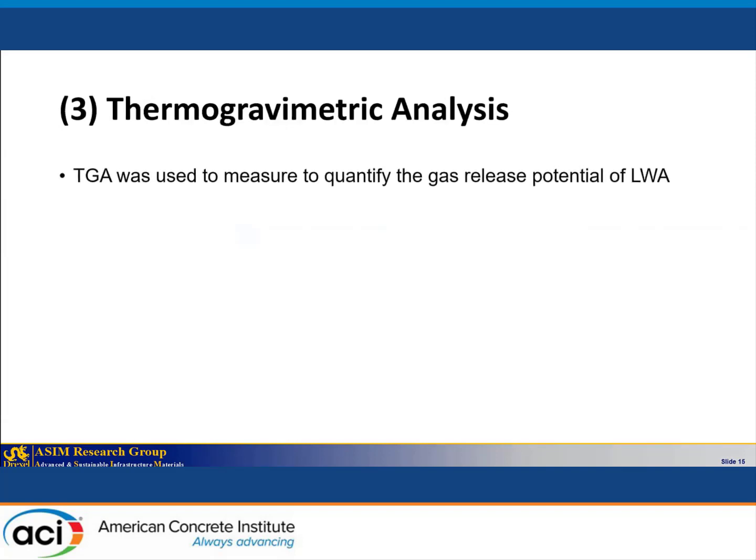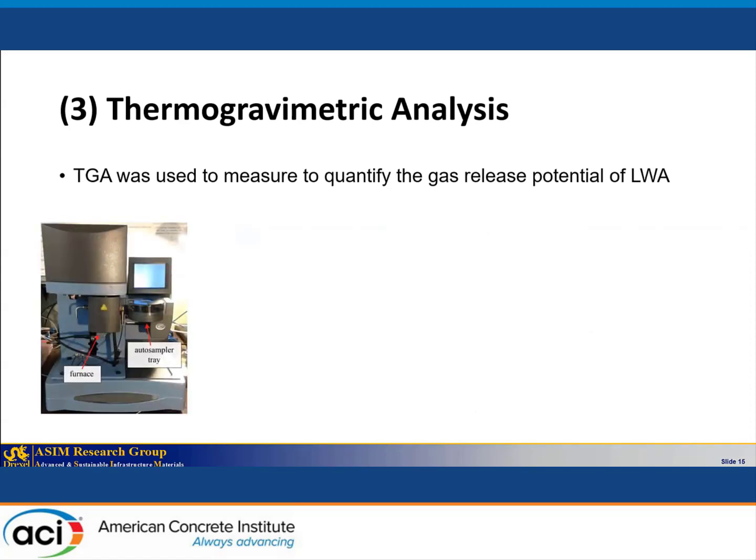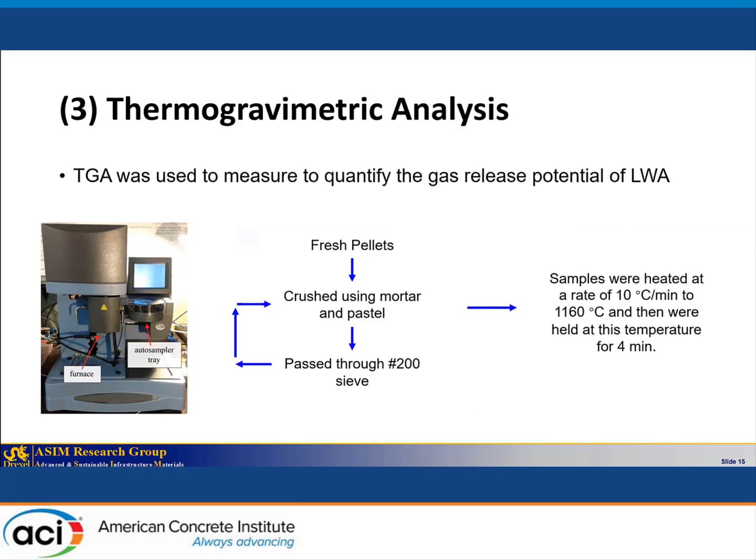Thermogravimetric analysis was used to quantify the gas release in the lightweight aggregate. We use the TGA that we have in our lab. Basically, we create the fresh pellets. We crush them using a mortar and pestle. We pass them through sieve 200. We repeat the process to make sure we get a good representative of the sample. And then we simulate the sintering by going from room temperature to 1160, staying there for 4 minutes.